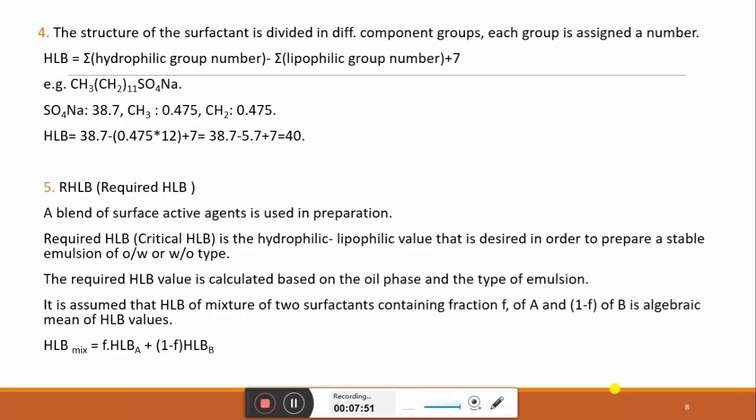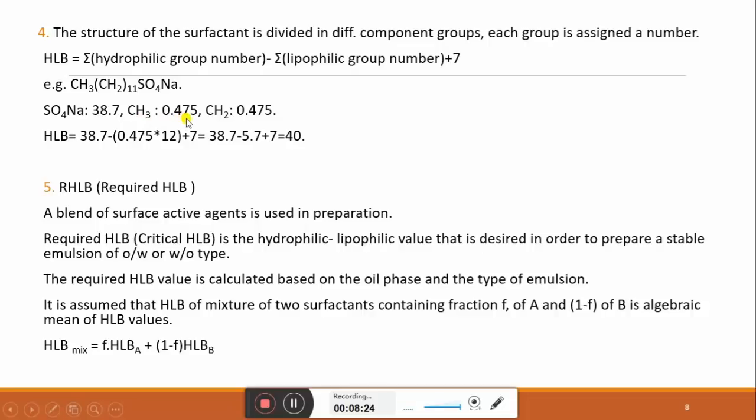The next method is where the structure of the surfactant is divided into different component groups and each group is designated with a number. The equation we use is HLB = Σ(hydrophilic group numbers) - Σ(lipophilic group numbers) + 7. So for example, if we consider this structure, this group has a value of 38.7.